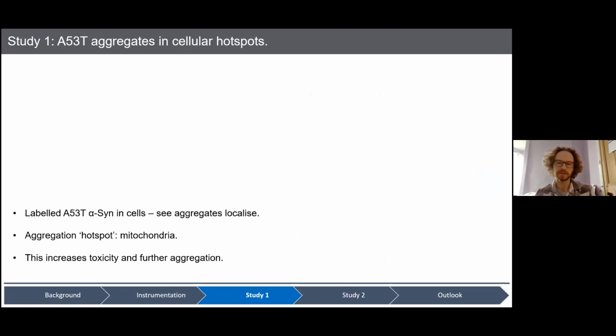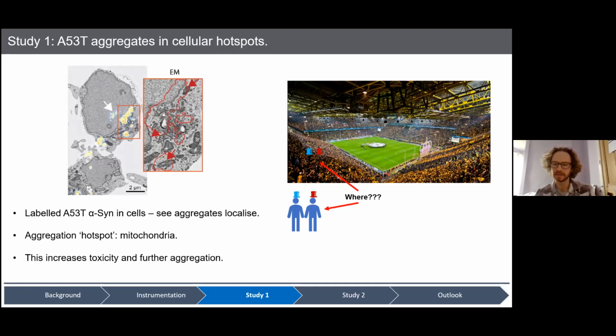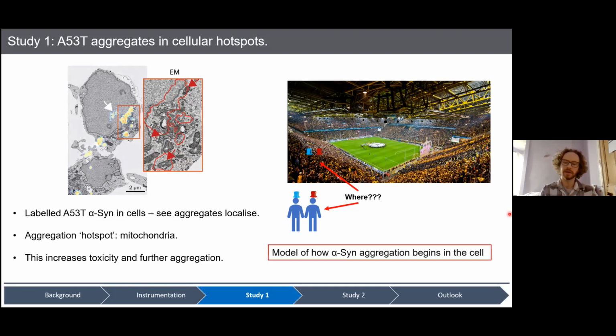Following from this, we want to see where in the cell the A53T alpha-synuclein aggregates. So again, labeled alpha-synuclein is added to the cells, except in this case, using our colored hats, we are essentially trying to find what section of the football stadium they're located in. Similar to before, we produced heat maps for where the aggregates are found in cells, and found that the mitochondria are a particular hotspot for aggregation. Mitochondria are what produce energy for the cell, so the aggregation here damages the energy-making process, leading to toxicity and further aggregation of alpha-synuclein. Overall then, this study provides us with a detailed model of how alpha-synuclein aggregation begins in the cell in Parkinson's.